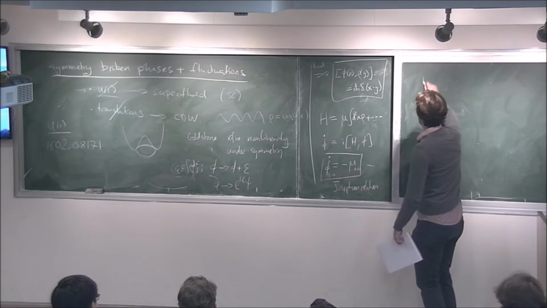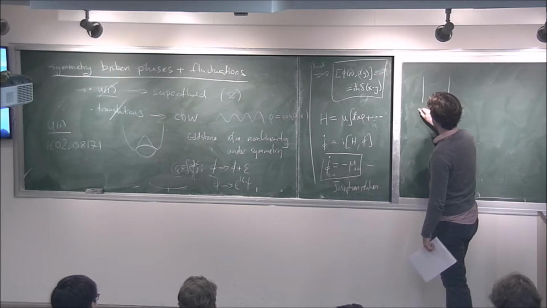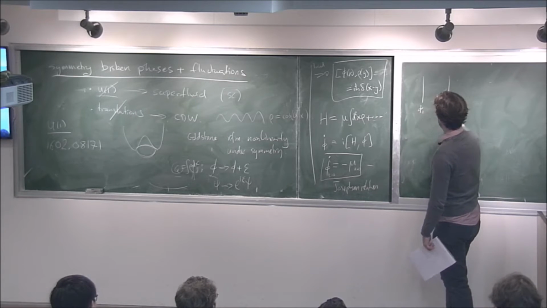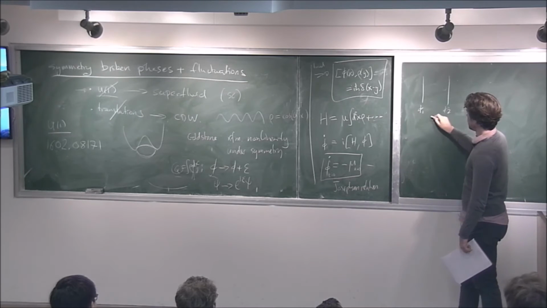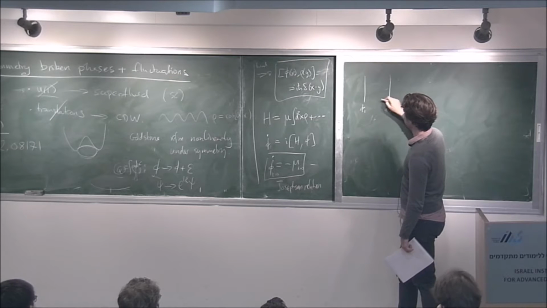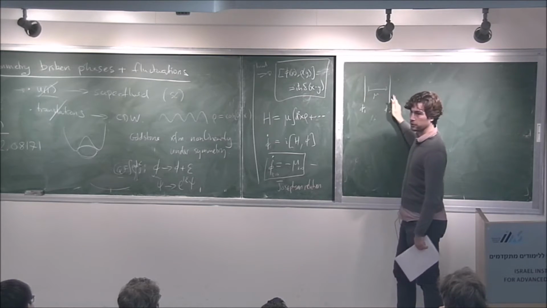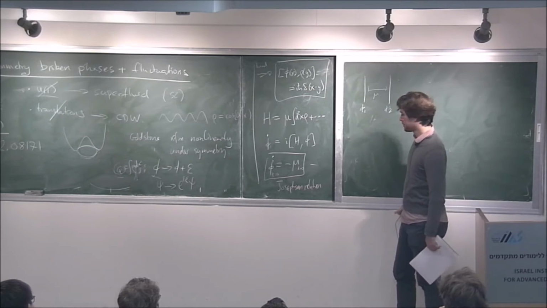So if I have two plates, and the phase takes different values here, and this phase starts changing linearly in time, it will create a voltage difference between these two plates.